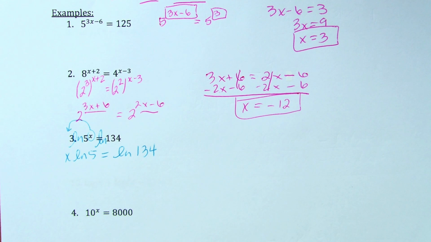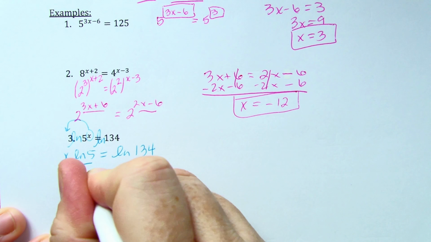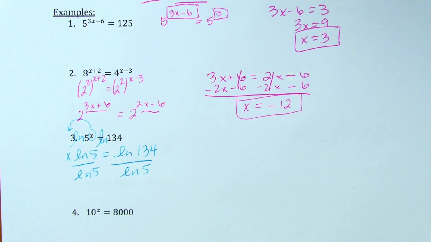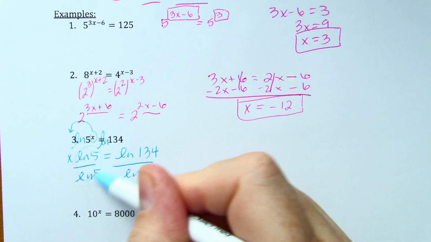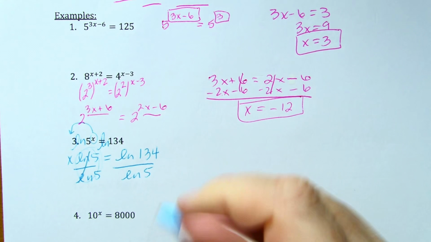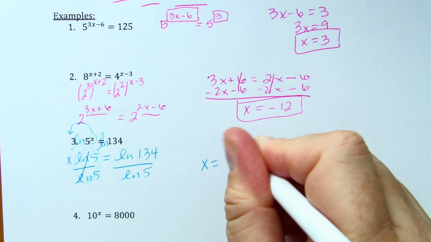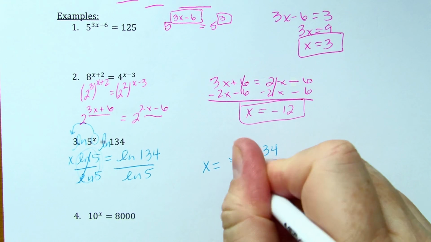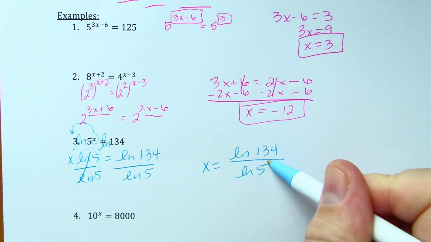I only have one x, and whenever we're solving, all we're trying to do is get x by itself. So I'm going to divide by this number. The natural log of 5, if we plug it in our calculator, we just get a decimal. So this just represents a number. So that cancels out, and I'm left with x is equal to the natural log of 134 over natural log of 5. This is our exact answer.